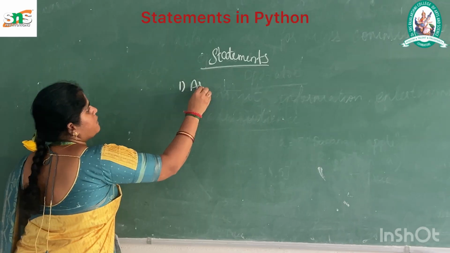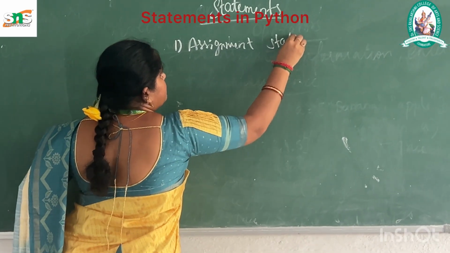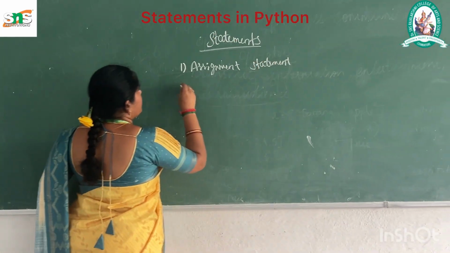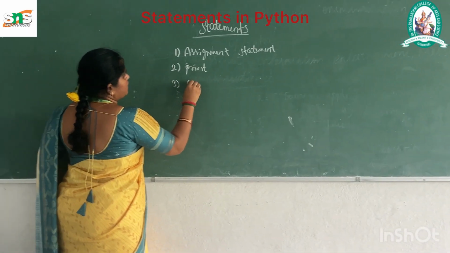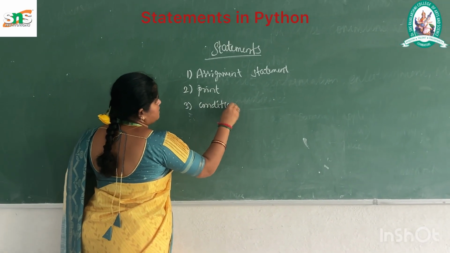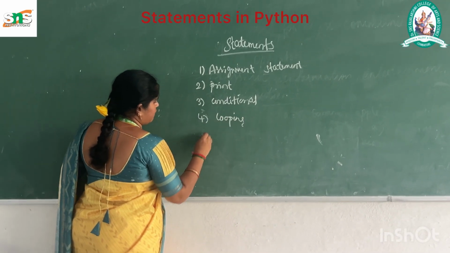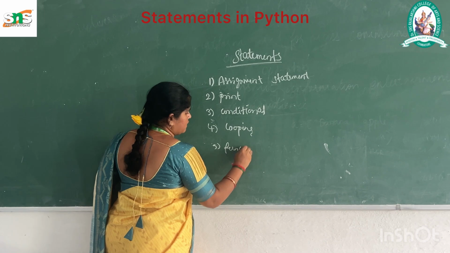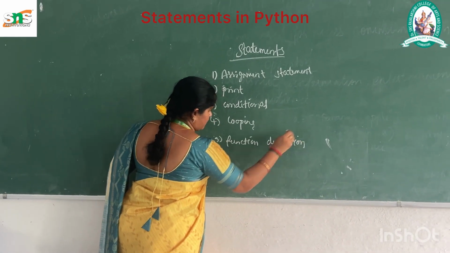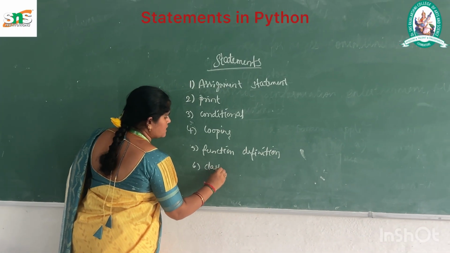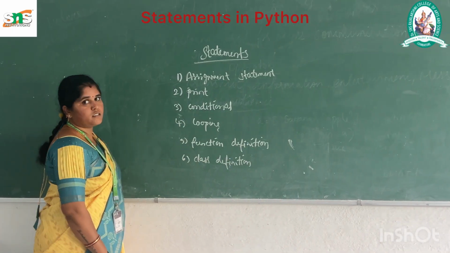What are the different types of statements available in Python? First one is the assignment statement. Second one, print statement. Third one, conditional statements. Fourth one, looping statement. Fifth one, function definition. Sixth one, class definition. Okay, let us discuss them one by one.